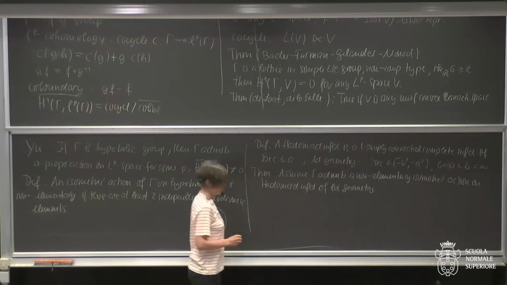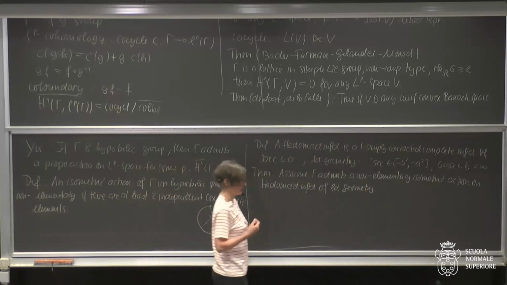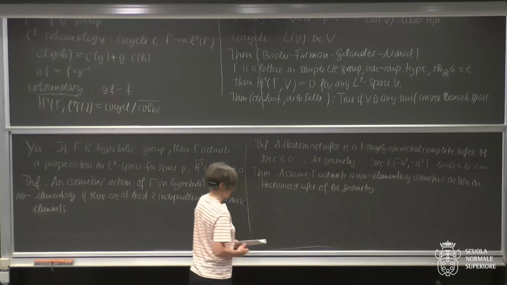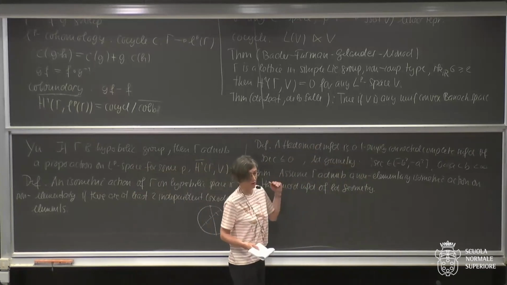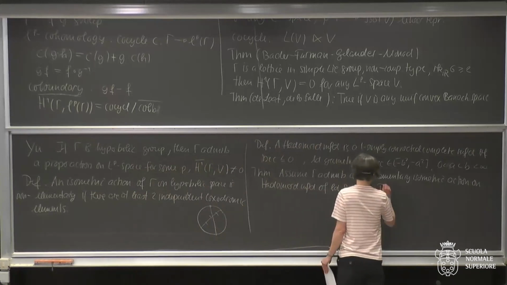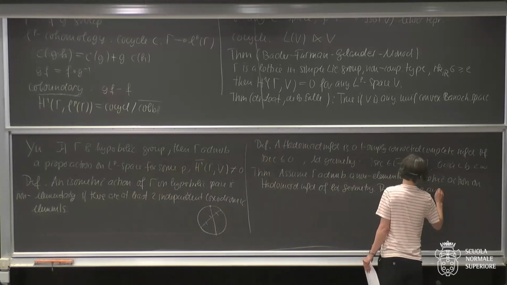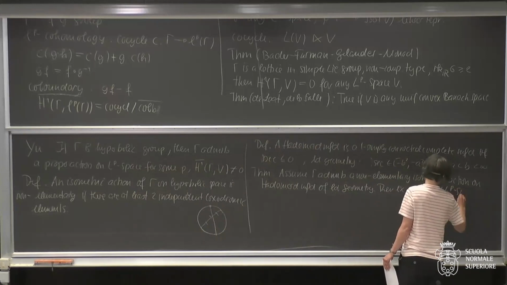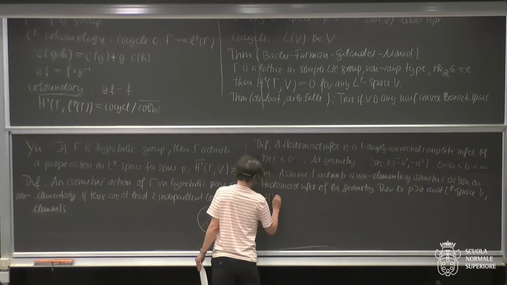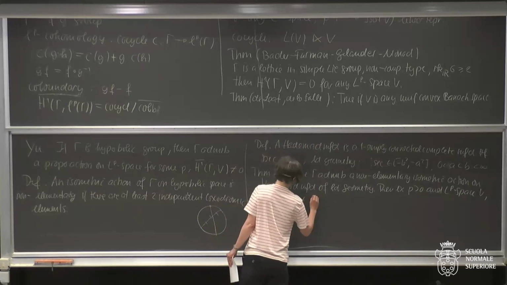So notice that I'm not requiring that the action is proper, meaning the action might have non-discrete orbits. So I'm not assuming anything. I'm assuming that my group gamma is finitely generated and that I have this Hadamard manifold of bounded geometry. Then there exists a p and an L^p space V such that the first cohomology of gamma with coefficients in V, the reduced cohomology, is not equal to 0.